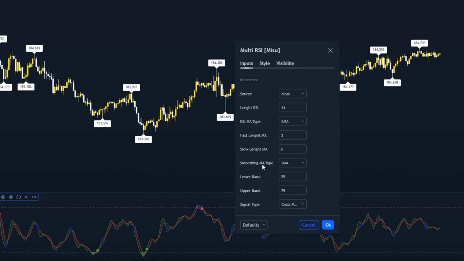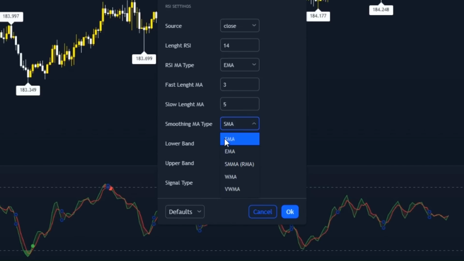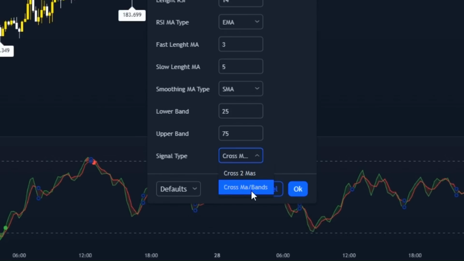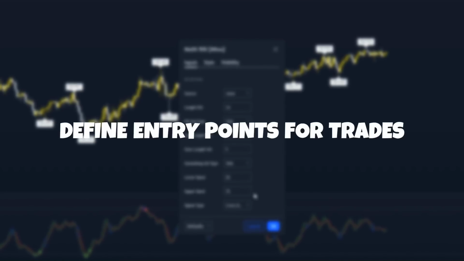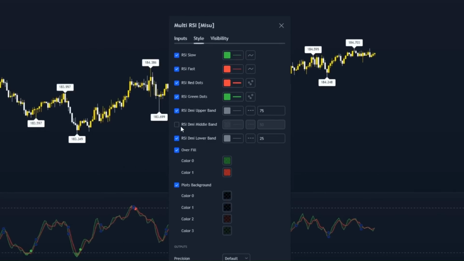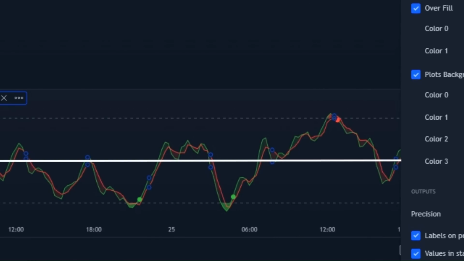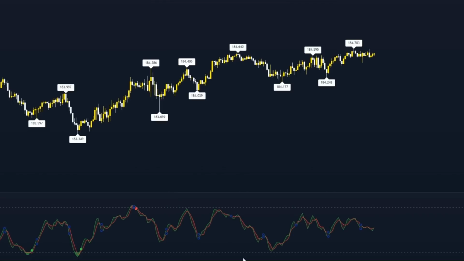On the inputs, I have changed the smooth moving average type from EMA to smoothed moving average. And then on the signal type down here, I have changed it to cross moving average / bands. This will define our entry points for the trades. On style, I've removed the RSI midband, which is this line in the middle right here. It should look exactly like mine.